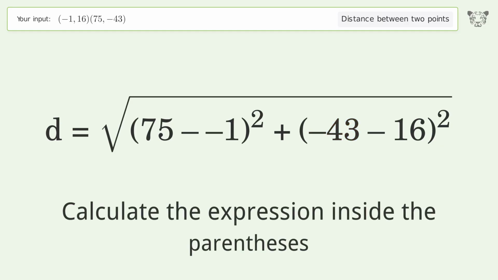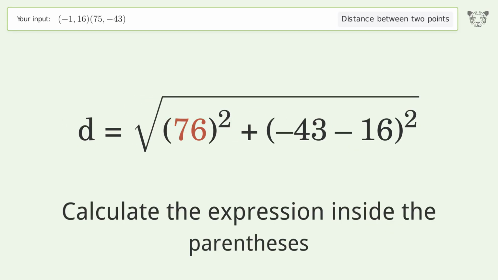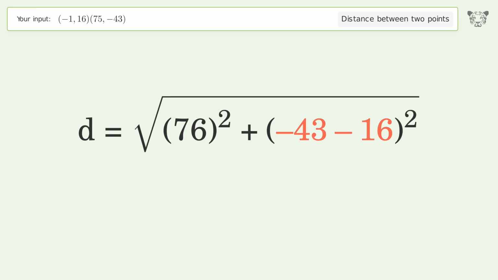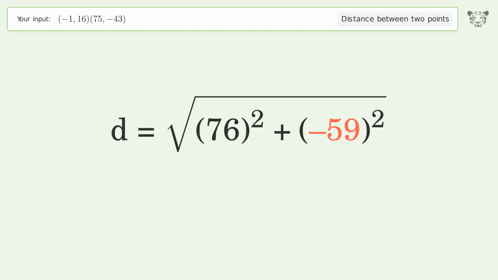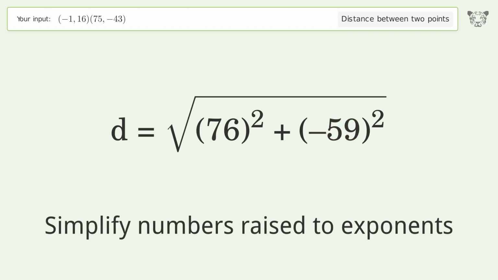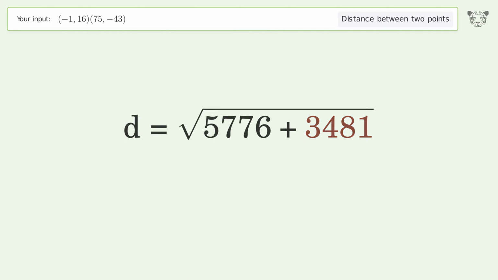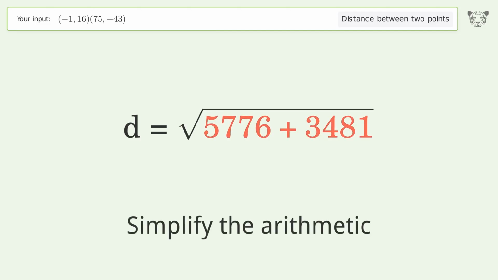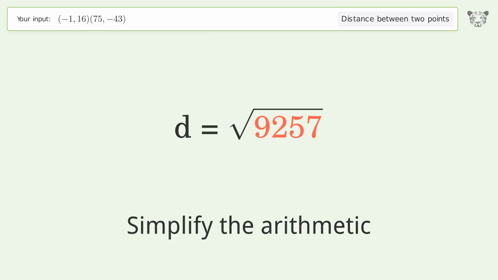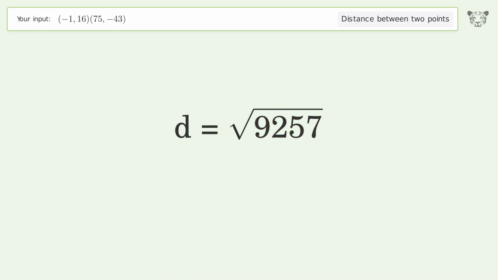Calculate the expression inside the parentheses. Simplify numbers raised to exponents. Simplify the arithmetic. And so the distance between the 2 points is the square root of 9,257, or 96.213.